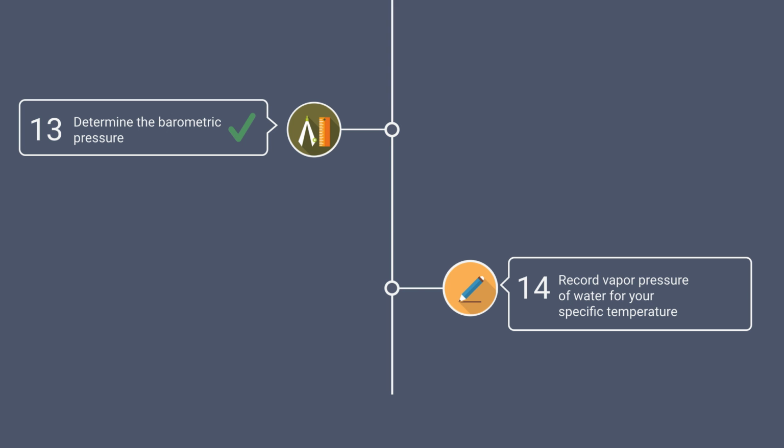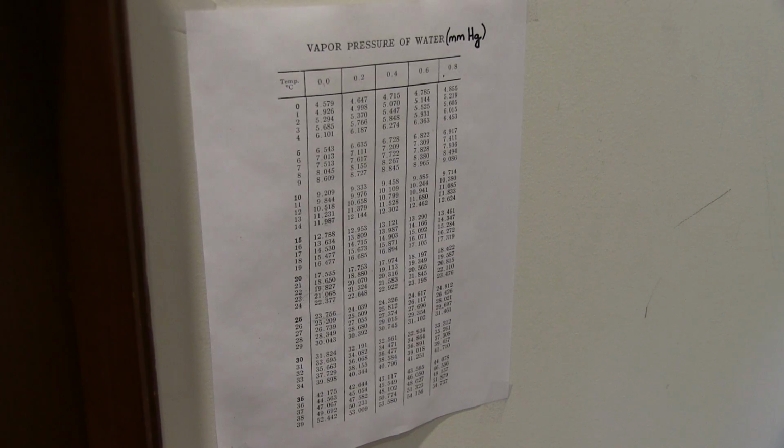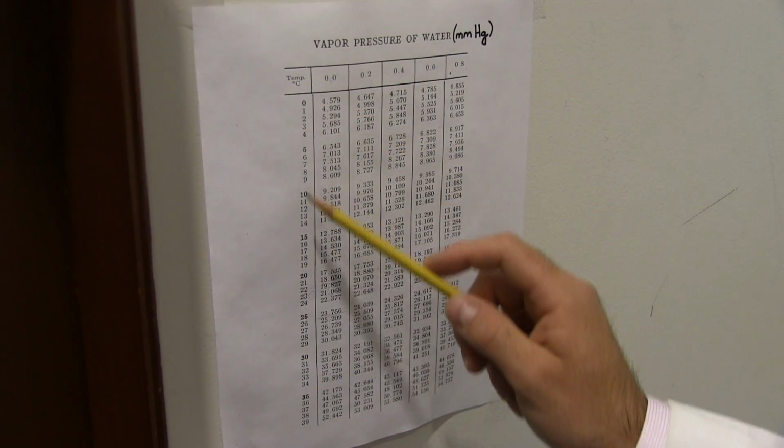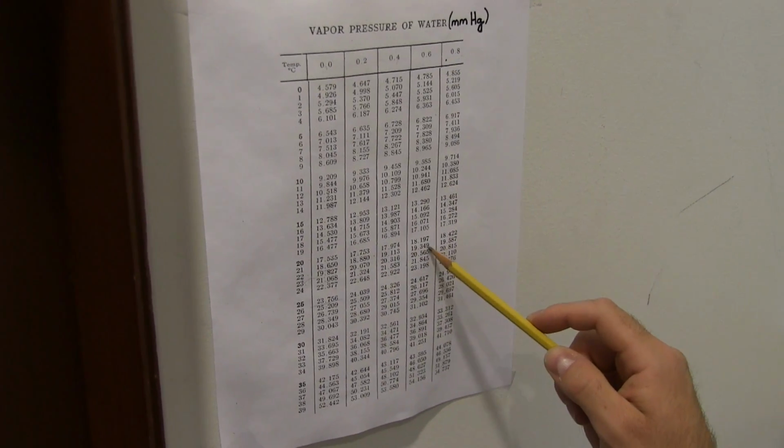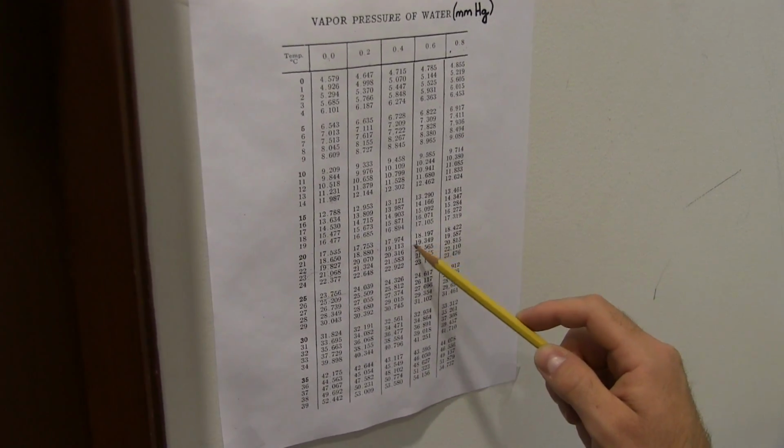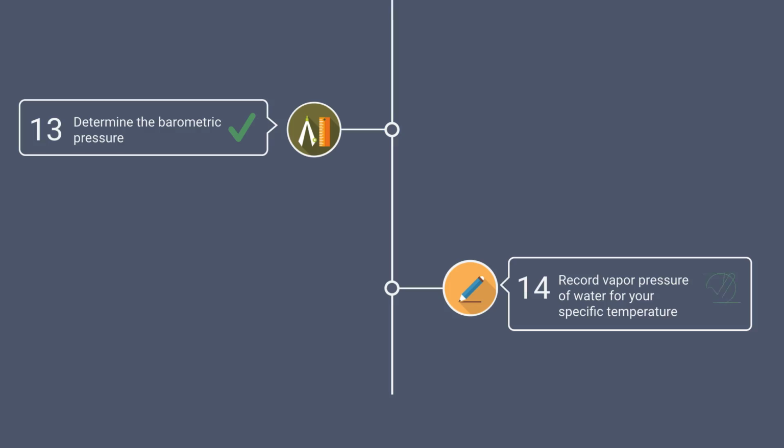If our temperature was 22.6 degrees Celsius, first find the row that says 22 and then line that up with the 0.6 column. The number there is your vapor pressure in millimeters of mercury. We finally have all 6 of our measurements, so we now have enough information to solve for R. Listen to your teacher for any other instructions.